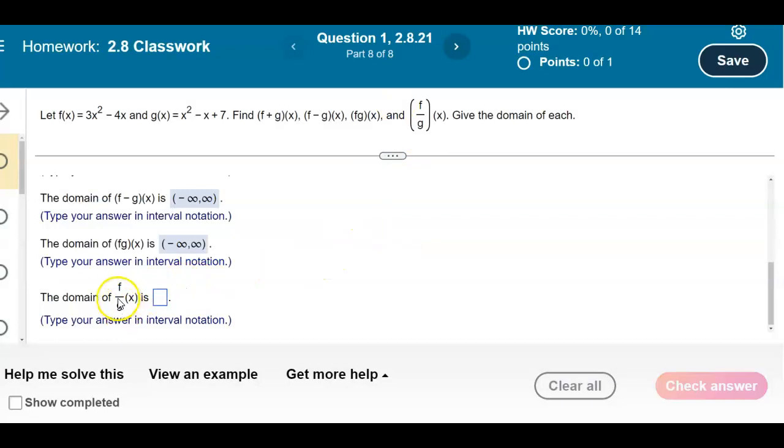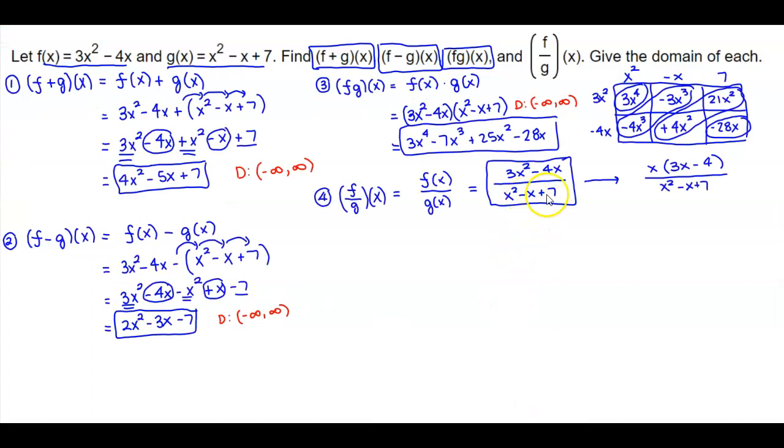Now we need to find the domain of f divided by g of x. Okay, so in this case here, we have a denominator, and that denominator cannot be 0. So what we're going to have to do is take x squared minus x plus 7, and find out where it does not equal 0. Now we can either complete the square or use the quadratic formula because we can't factor this. And the reason why we can't factor is because we don't have two numbers that multiply together to get the positive 7 and give us negative 1.